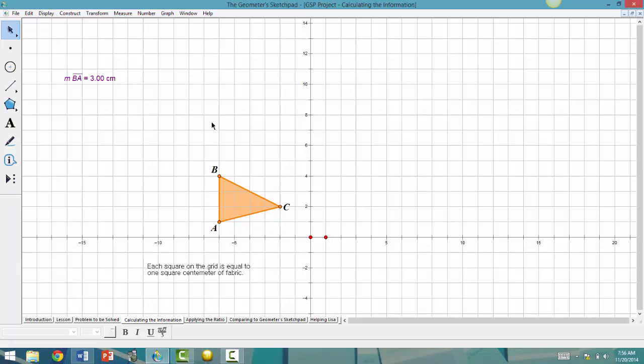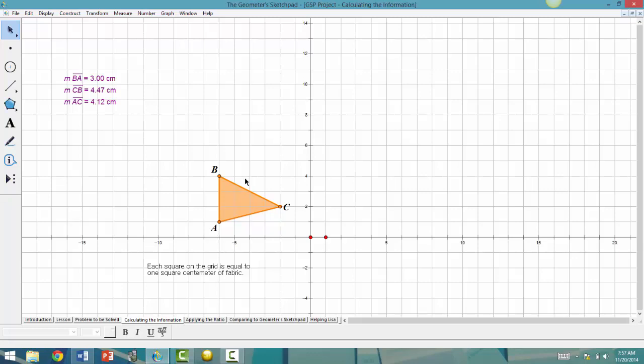So we're going to do this for the other 2 sides, and you can actually do this at the same time. So make sure to highlight the remaining 2 sides, go up to measure and lengths, and as you can see, CB has a side length of 4.47 and AC has a side length of 4.12.